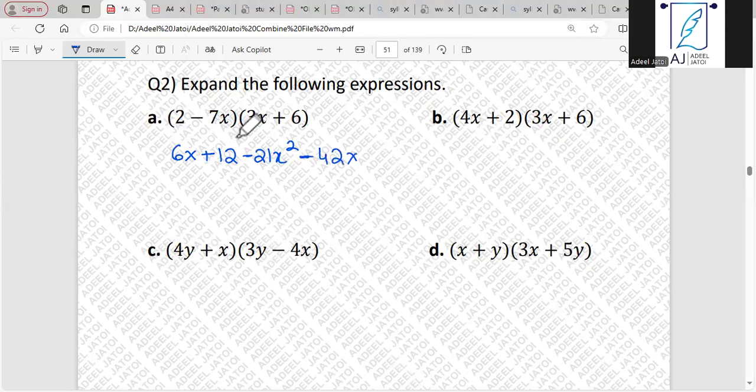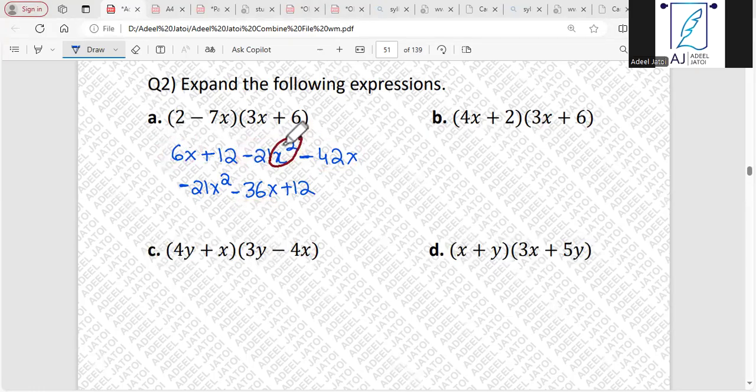42x. 7 6 becomes what? 42x. Since one is negative and one is positive, what we'll end up having is 21x squared minus 36x plus 12. Plus 6x minus 42x becomes what? Minus 36x. Minus 21x will always be x square.